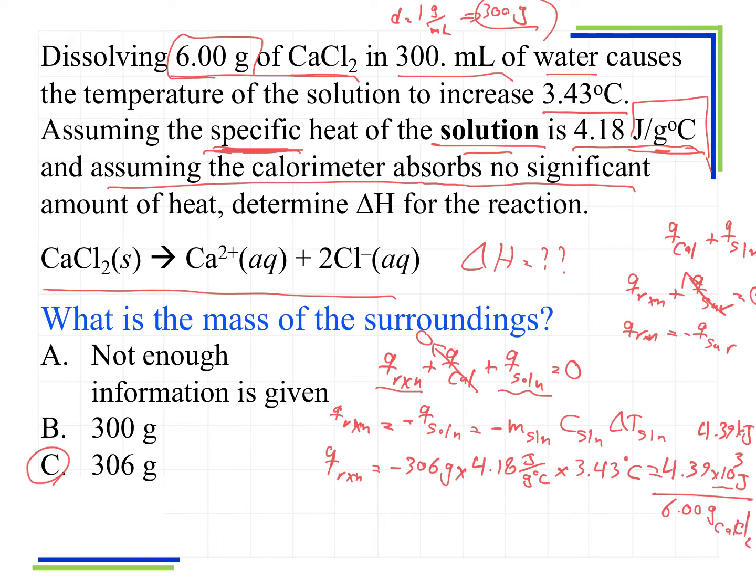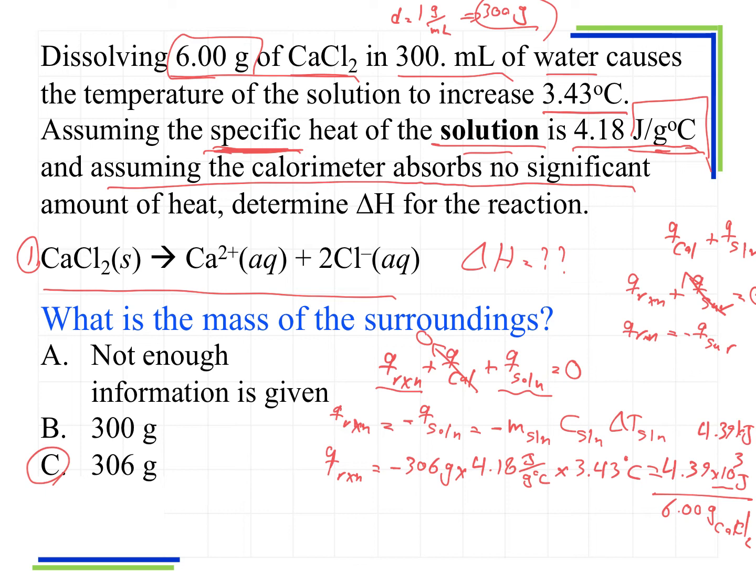Okay, but we want the delta H. So if you remember the delta H in a thermochemical equation, this is a balanced thermochemical equation with a delta H, and we know that delta H for this equation is for 1 mole because the coefficient is 1, so it's per 1 mole of calcium chloride, not for 6 gram. So in order to find that delta H, we need 1 mole of calcium chloride, not 6 gram.